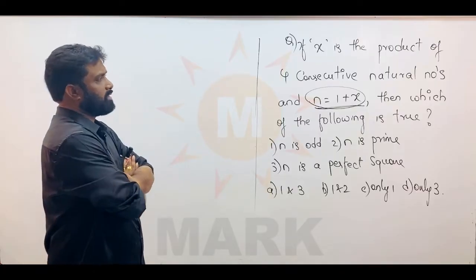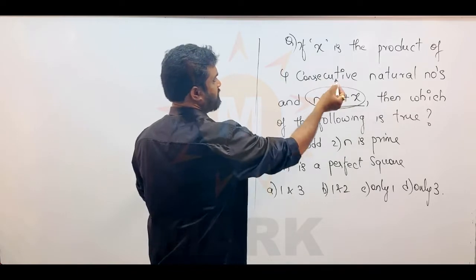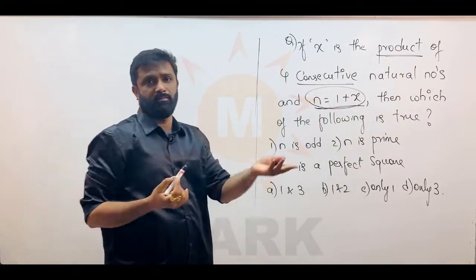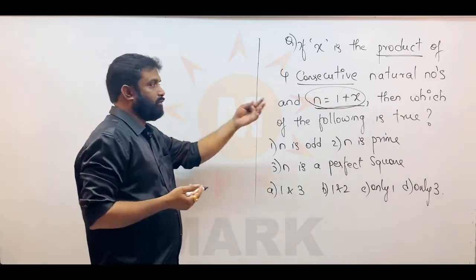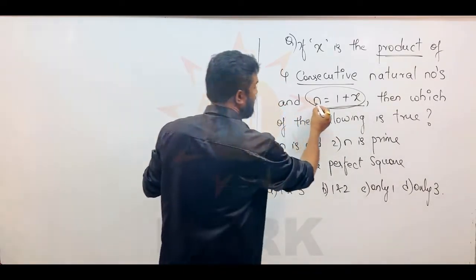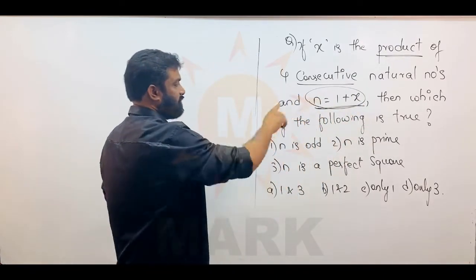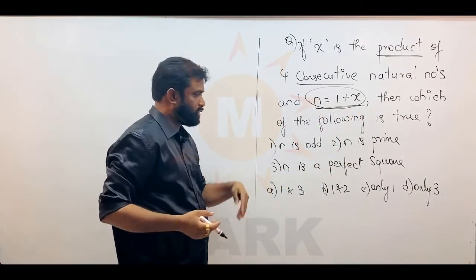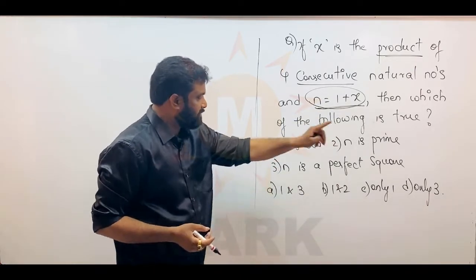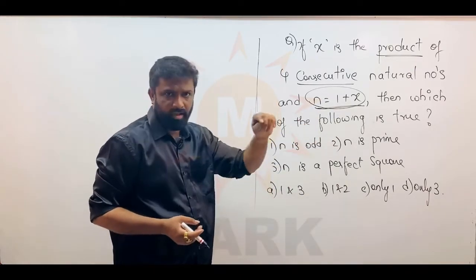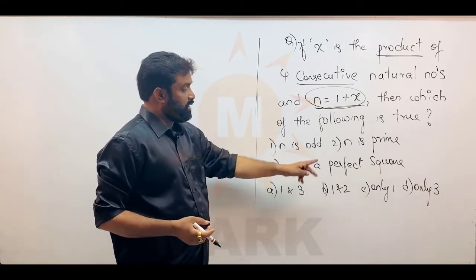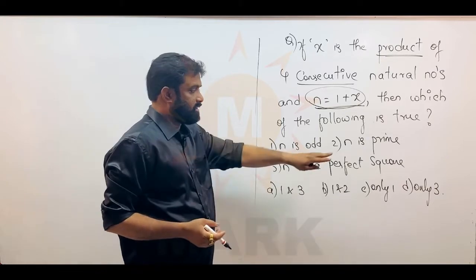Friends, let us have a look at this question. If x is the product of 4 consecutive natural numbers, consecutive means successive, and n is also defined here: n is equal to 1 plus x. Then which of the following statements is true? The statements given are: n is odd, n is prime, n is a perfect square, and the options are: 1 and 3 are correct, 1 and 2 are correct, only 1 is correct, and only 3 is correct.